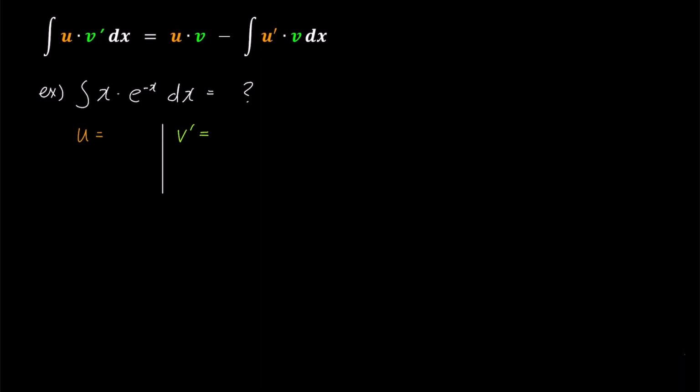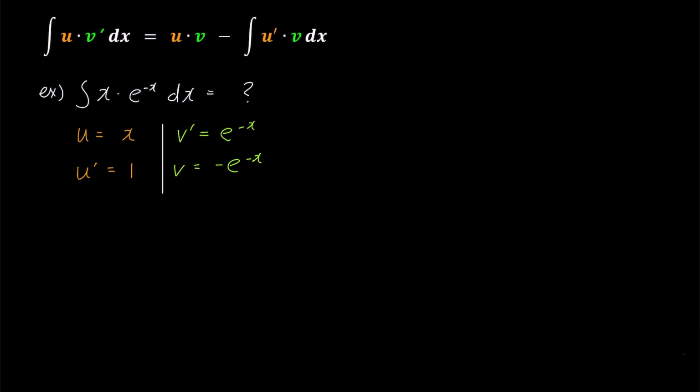Let's first set x as u and e to the power of negative x as v prime in the order that they appear. Then u prime is 1 and v is the integral of e to the power of negative x, which is negative e to the power of negative x. Typically, we set u as the term that is easy to differentiate and simplifies when differentiated, and set v prime as the term that is easy to integrate. Of course, there are exceptions, and I'll prepare another video explaining those exceptions and providing examples.